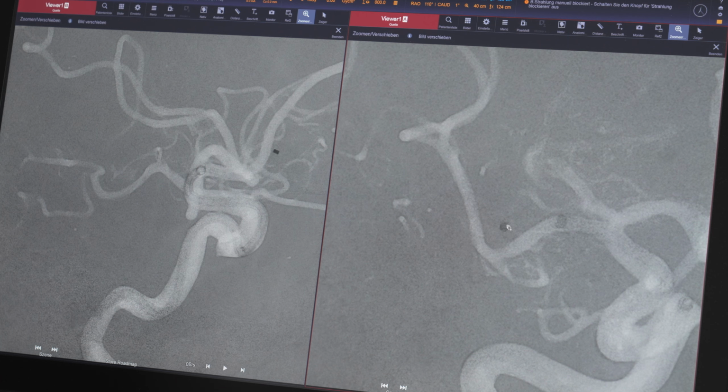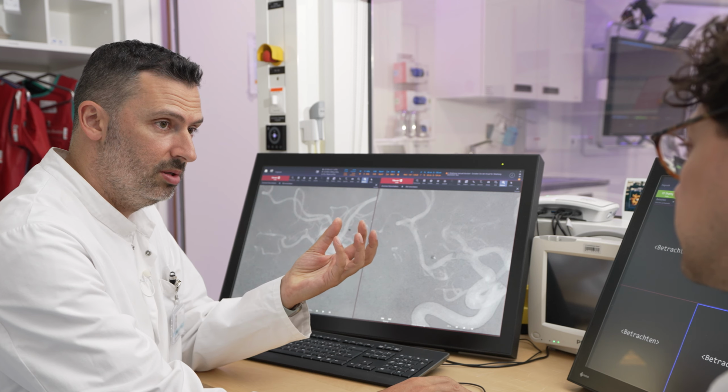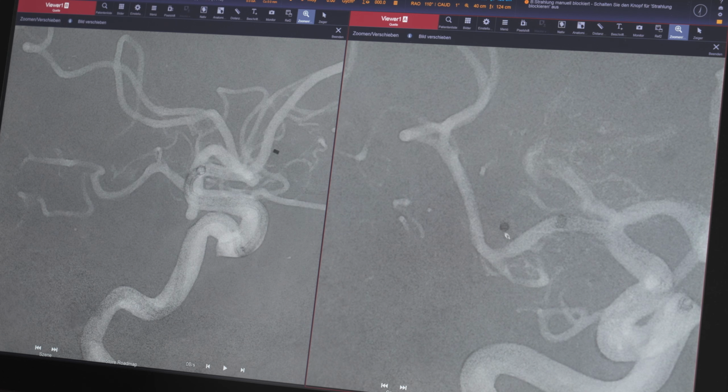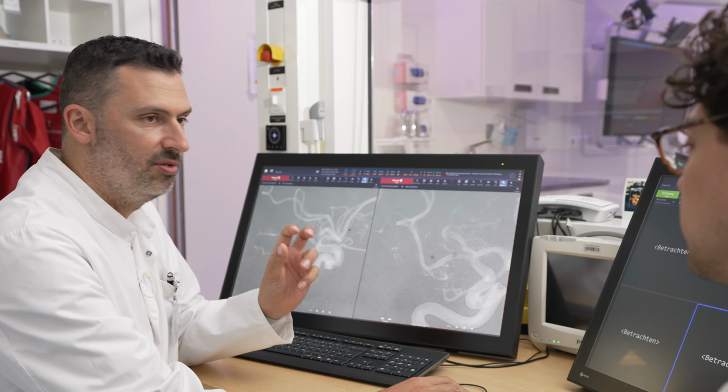So as in this case, you can see the Red 43 is there. We have now the M2 clot captured, but when we retrieve this, the point is that you have another catheter there. This was the Red 72, to be able to control the clot fragments.